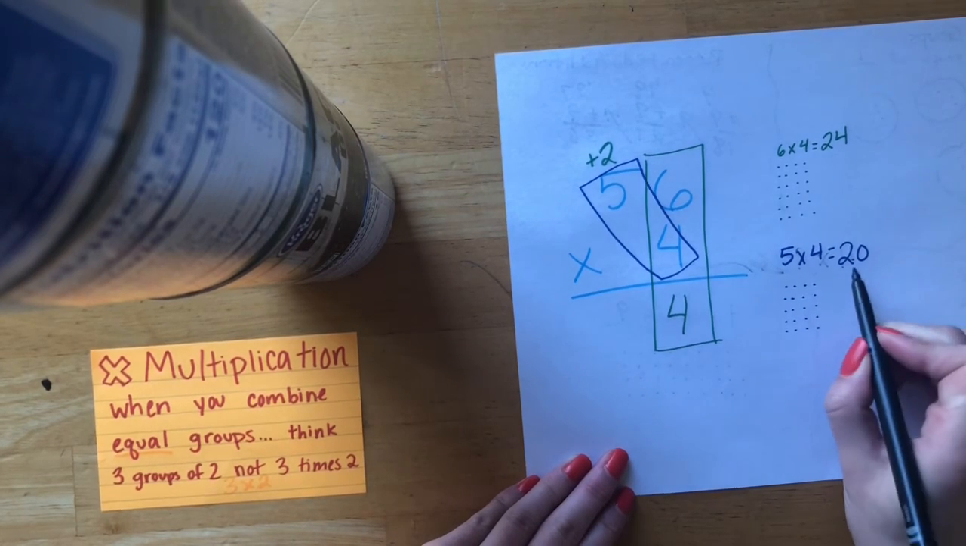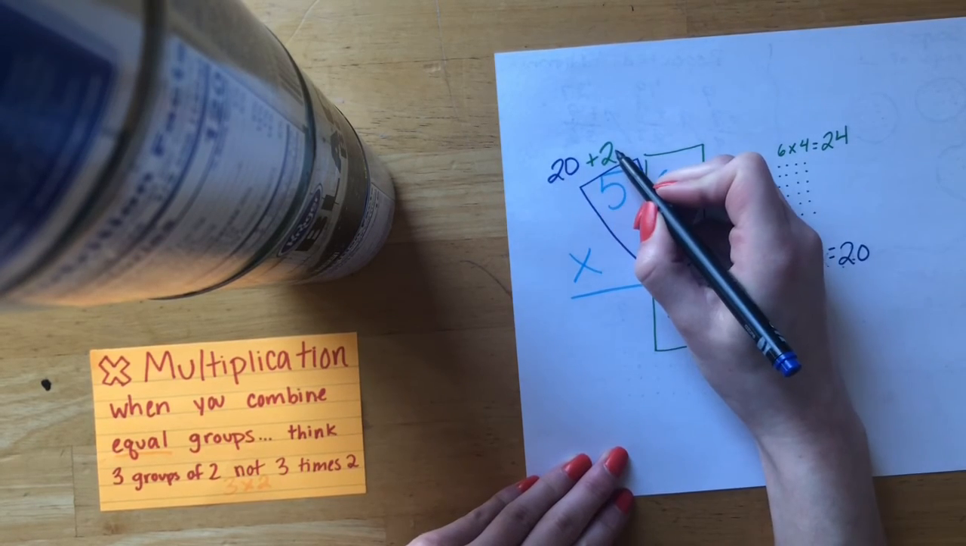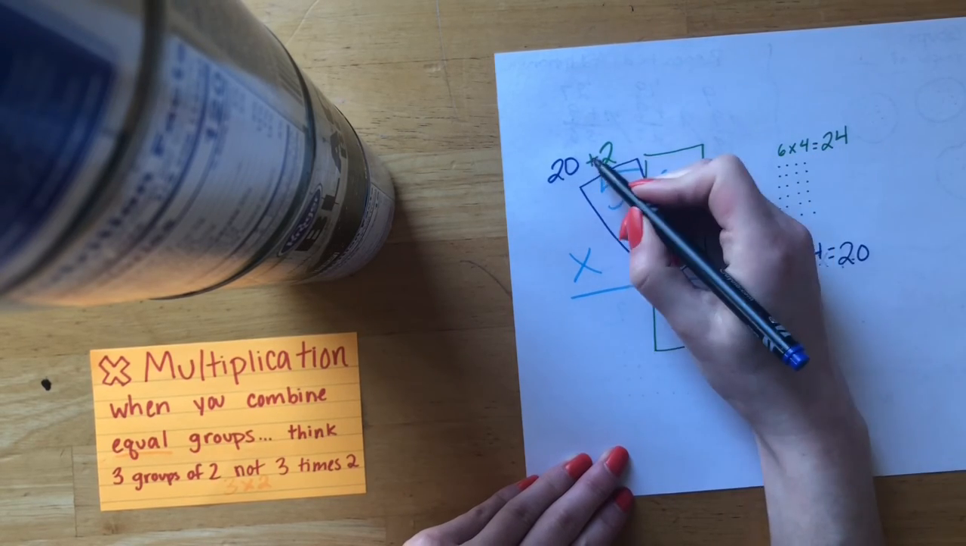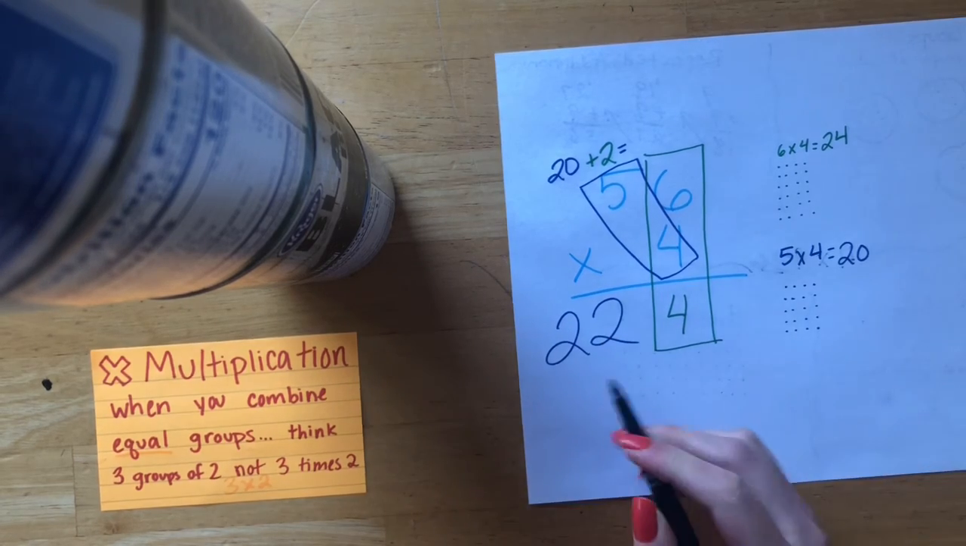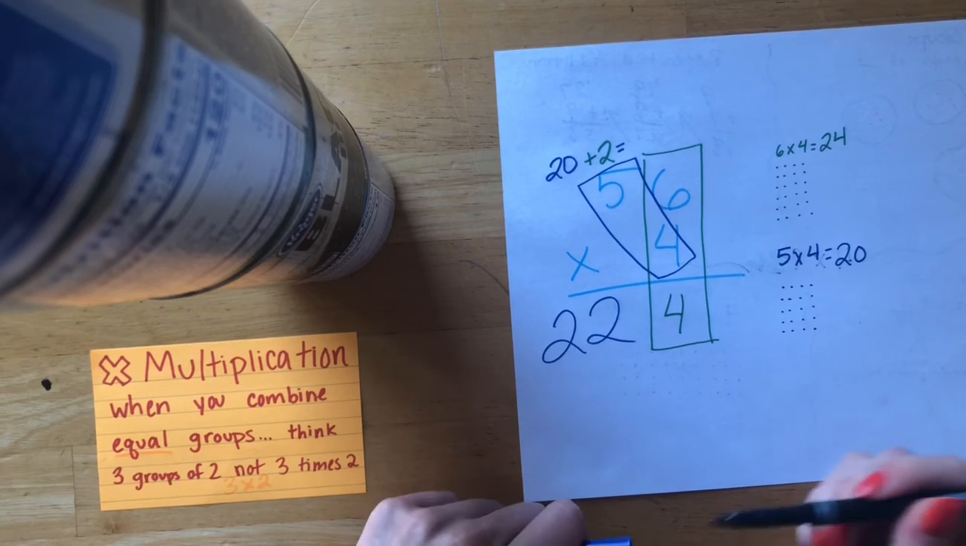So you take this product and you add it to the regrouped number over here. So 20 plus 2 equals 22. So the answer to 56 times 4 is 224.